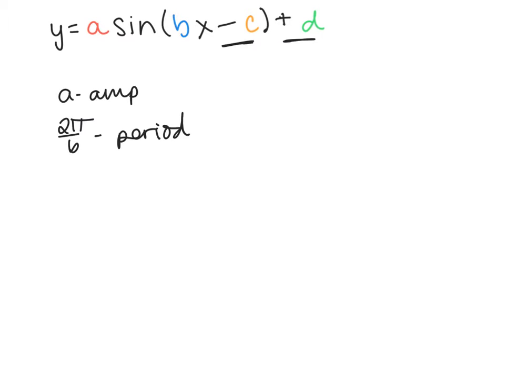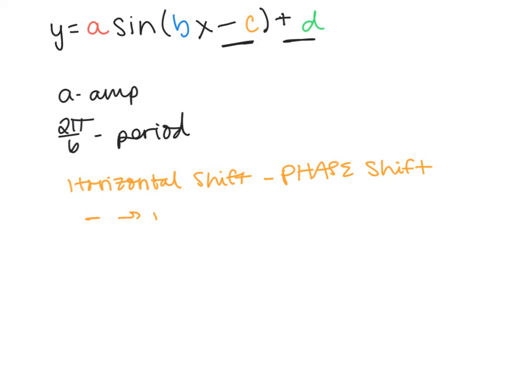So first, we know from the past that anything added or subtracted inside the parentheses is a horizontal shift. What we're going to call that in trig is a phase shift. So you're going to hear that term. Just like transformations we did earlier this year, if you are subtracting inside the parentheses, that means you're going to move right. If you are adding inside the parentheses, that means we're moving to the left.